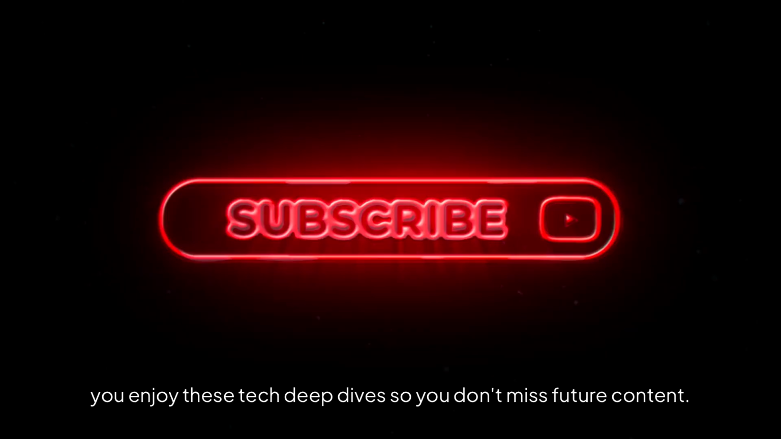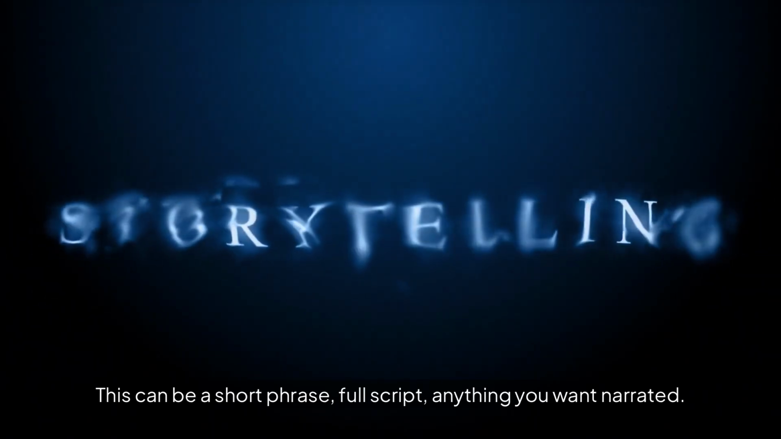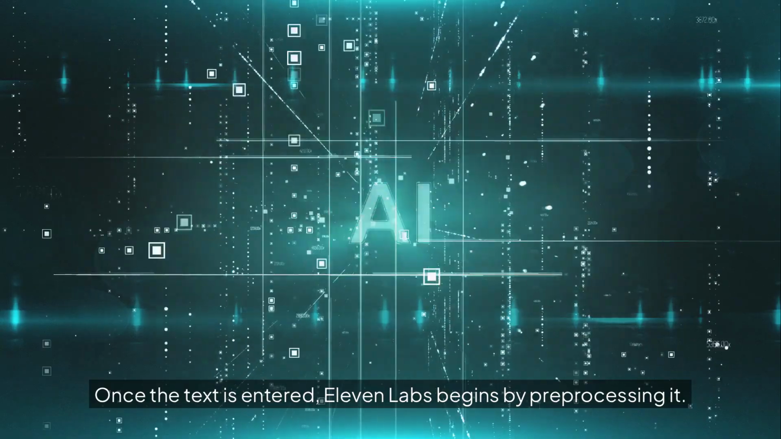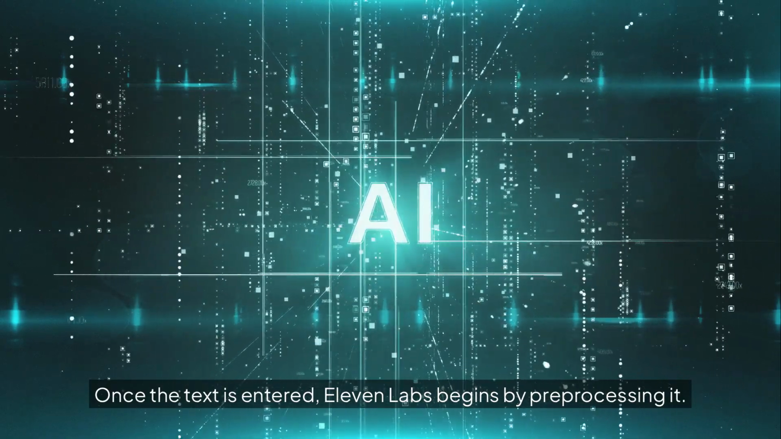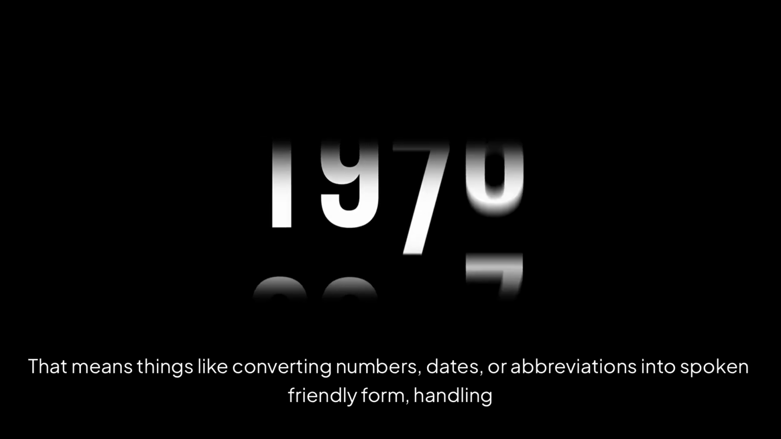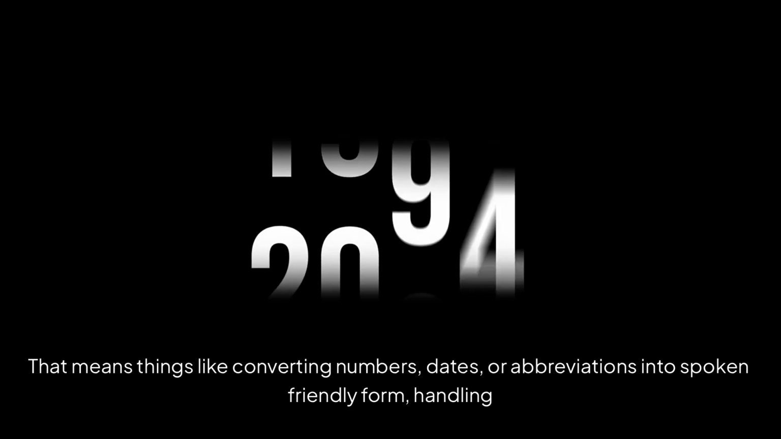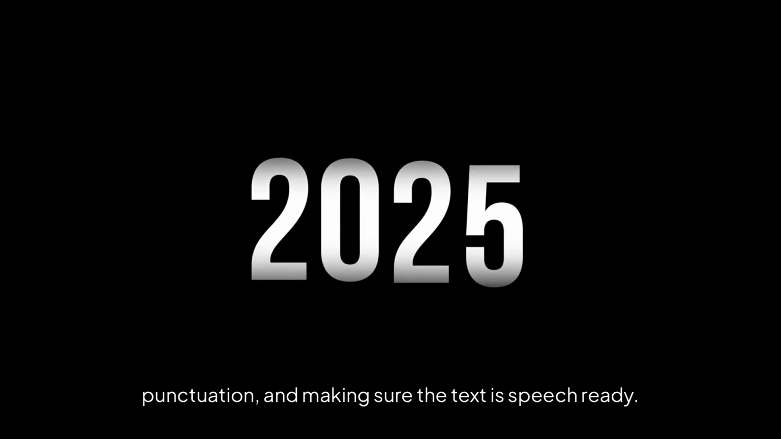First, you start by inputting your text. This can be a short phrase, full script, anything you want narrated. Once the text is entered, ElevenLabs begins by pre-processing it. That means things like converting numbers, dates, or abbreviations into spoken-friendly form, handling punctuation, and making sure the text is speech-ready.